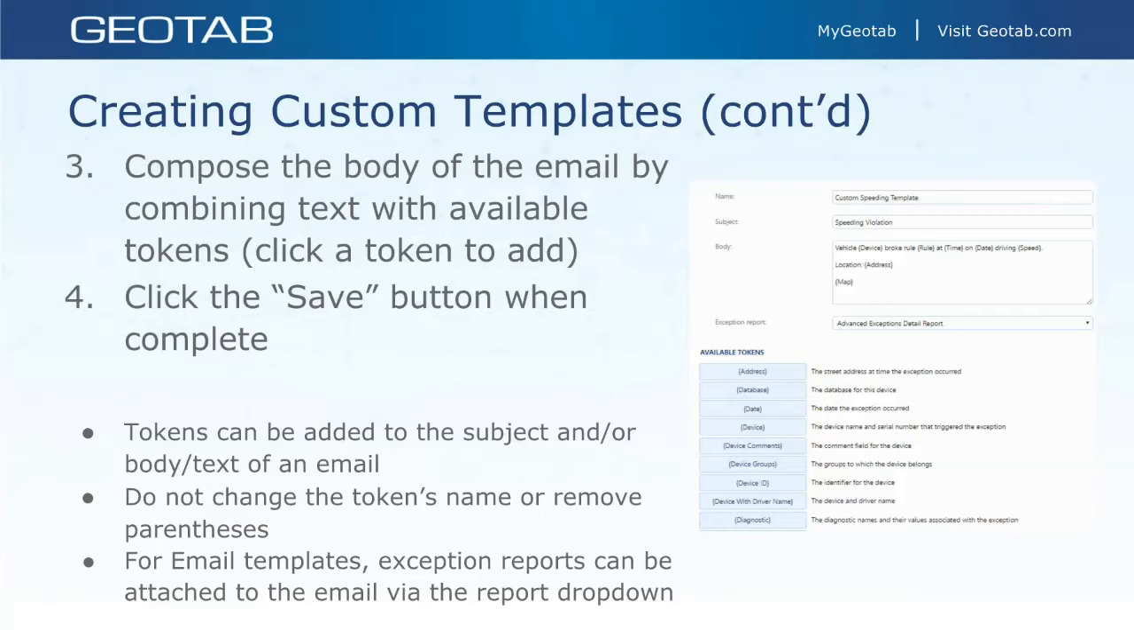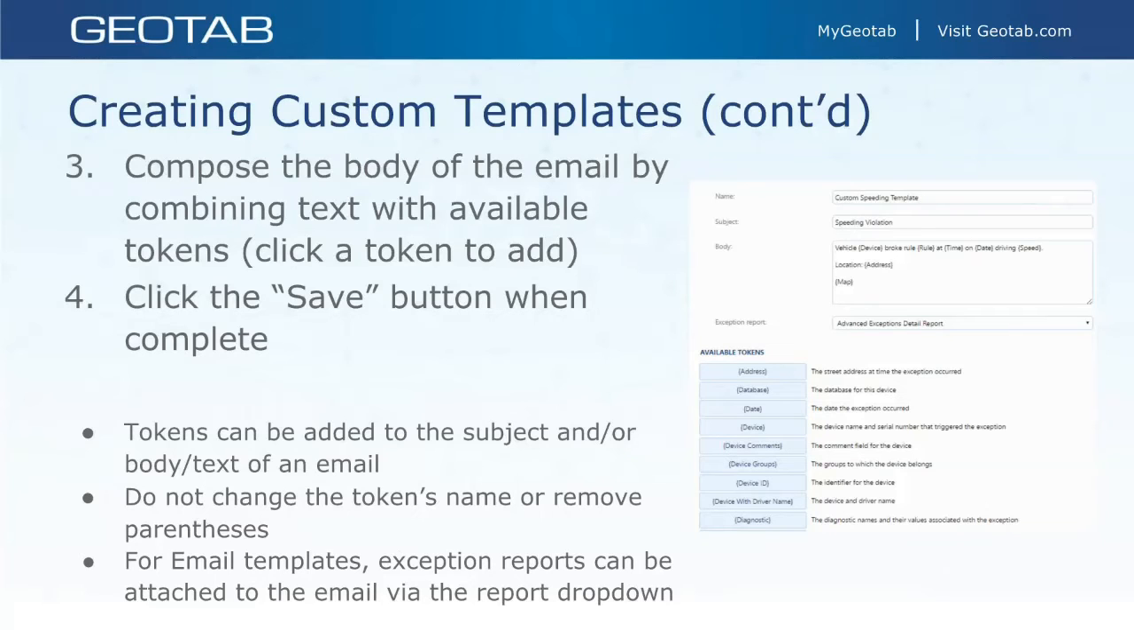We also have location, and then it's going to insert the address. And then we have map, which is actually kind of a cool feature. It'll include a little screenshot of the map showing exactly where the vehicle was when the exception was generated. So tokens can be added to the subject or to the body text of an email. Don't change the token's name or remove parentheses. All you have to do is basically put your cursor in the body where you want that value to appear, and then click the available token button that you want, and it'll insert itself automatically.